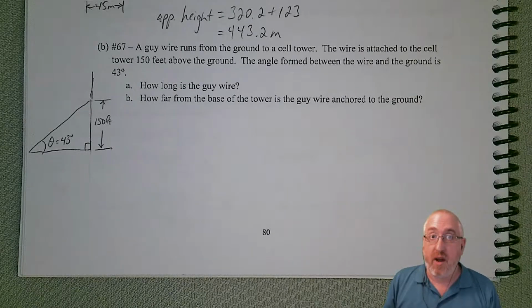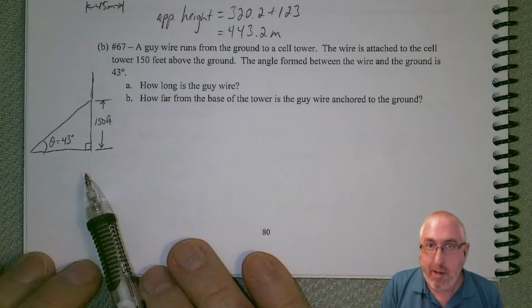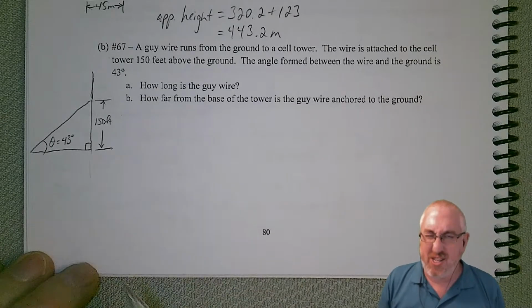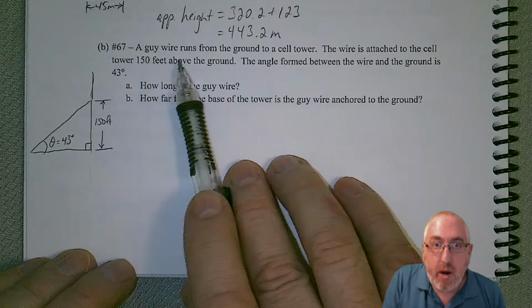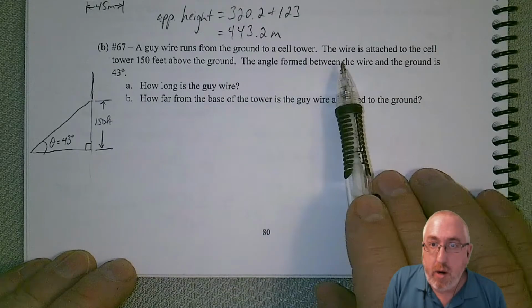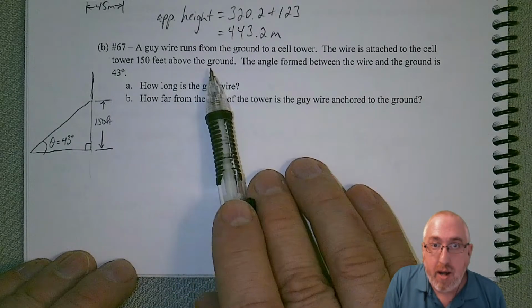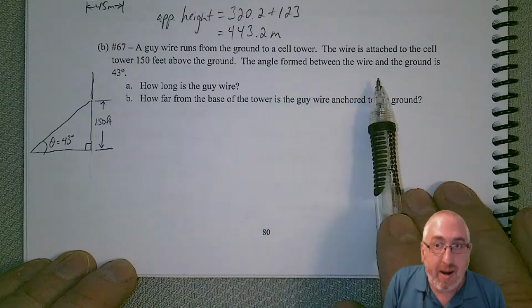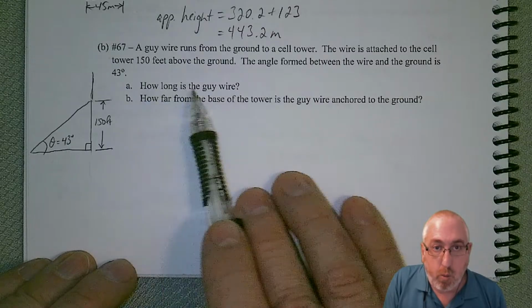Okay, for these final two problems, I took the liberty of getting the drawings already in here from the textbook just to save a little time. So the problem says that a guy wire runs from the ground to a cell tower. The wire is attached to the cell tower 150 feet above the ground. The angle formed between the wire and the ground is 43 degrees. How long is the guy wire?